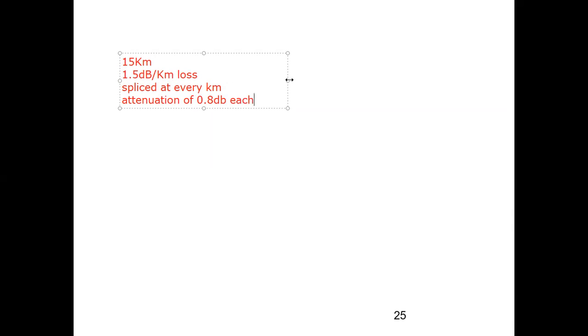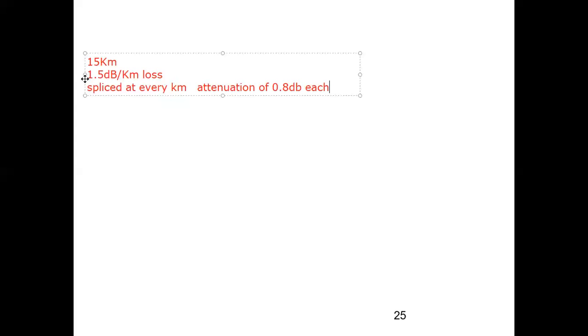Understand the question? Okay, again I'm repeating. I have a 15 kilometer optical fiber link that utilizes a fiber with 1.5 dB per kilometer loss. The fiber is spliced at every kilometer, which gives an attenuation of 0.8 dB each. Okay, each splice contributes 0.8 dB loss. Find, so what you are supposed to find out, the minimum optical power.